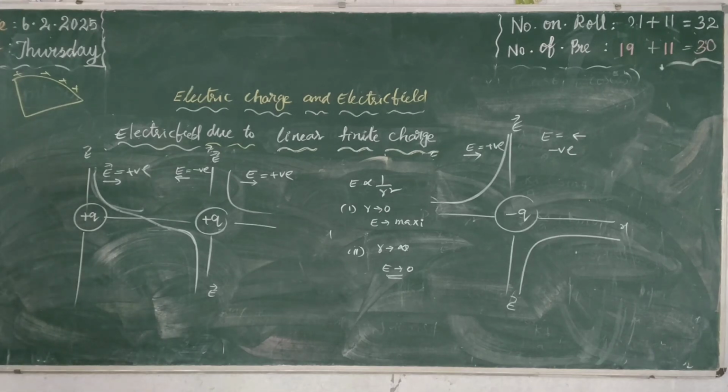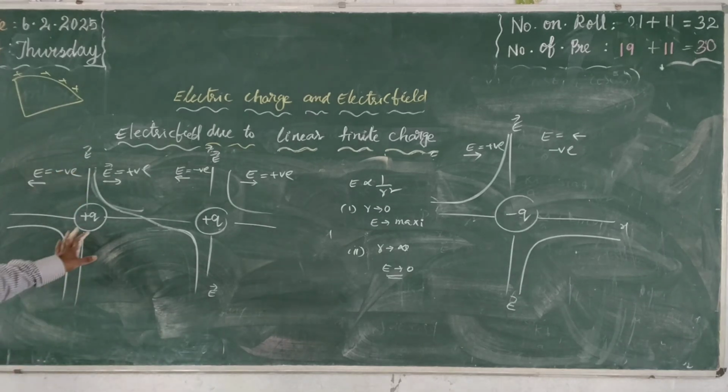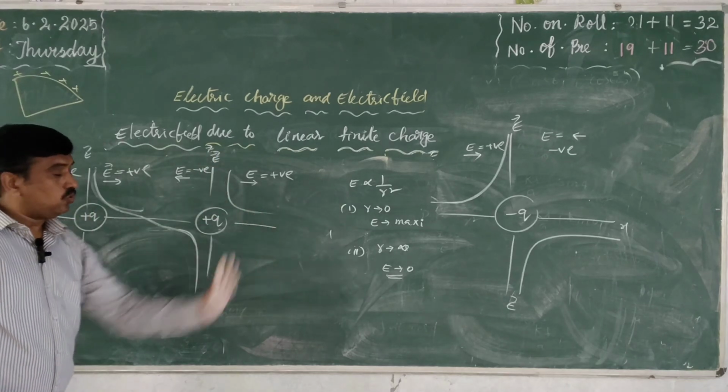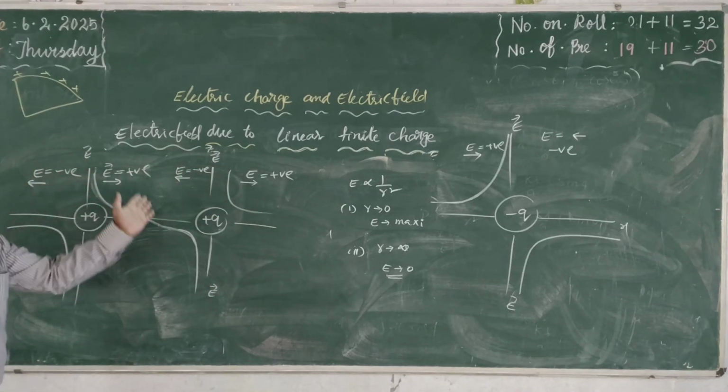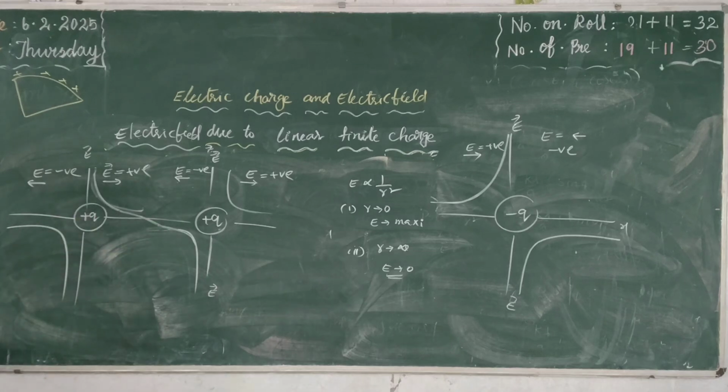Now for plus q, plus q. In this direction, electric field is away, so it means negative. In the right-left direction, this means negative. This is the graph for E versus X for plus q, plus q. This is positive, this one is negative, so both join here. This is the plus q.